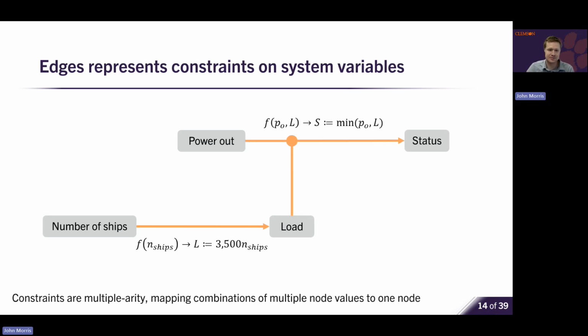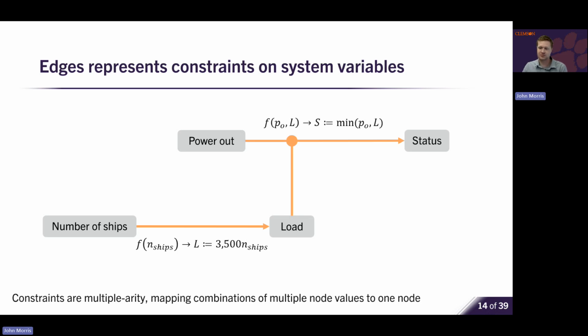Again, this is a very simple example, but these are just rules for mapping between the values of one to the values of another. This says that if there are 2 ships, for instance, in my hypergraph, then there should be 7 kilowatts, 3,500 times 2, 7 kilowatts of power on the load for the dock.